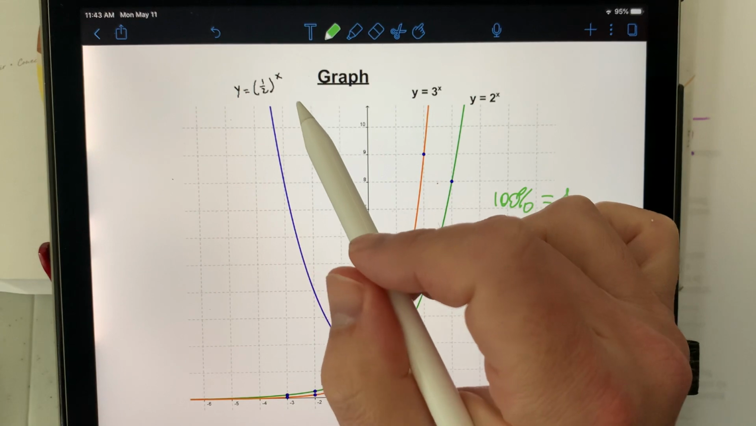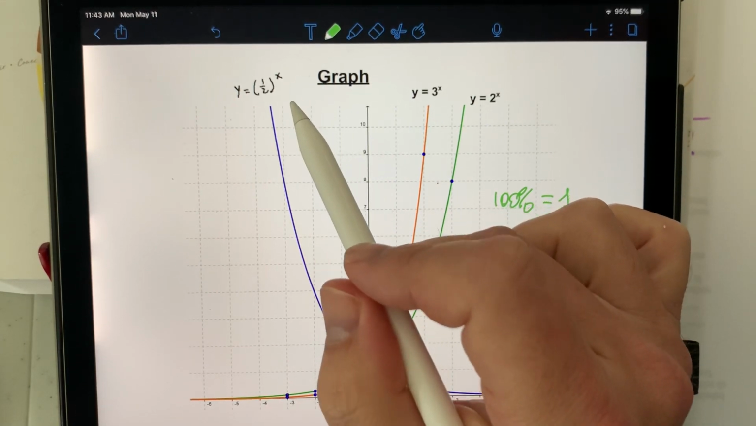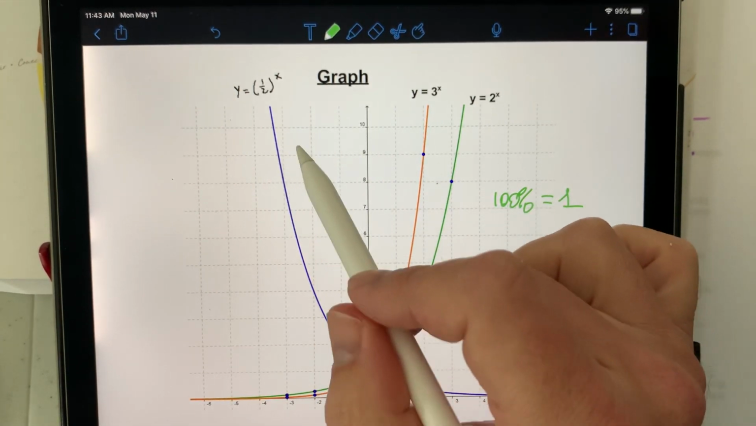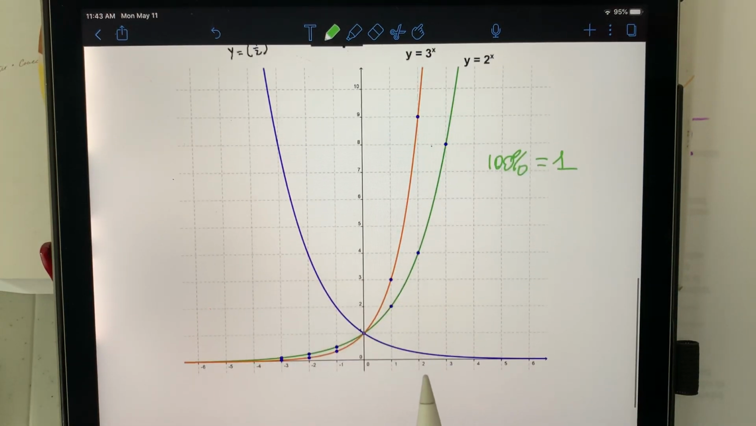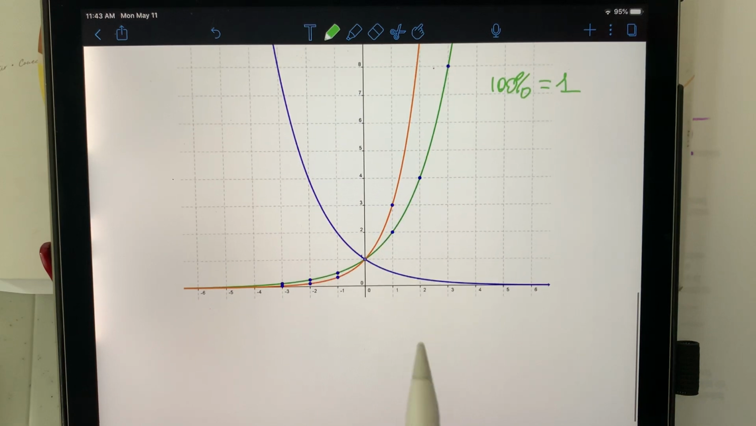But if it's 0.9, that means that I'm losing 10% every time. If I'm losing 10% every time, it's going to go down, it's going to go down, it's going to go down. Good.